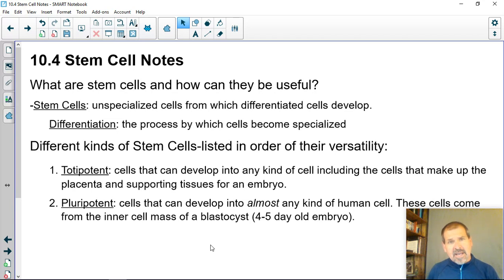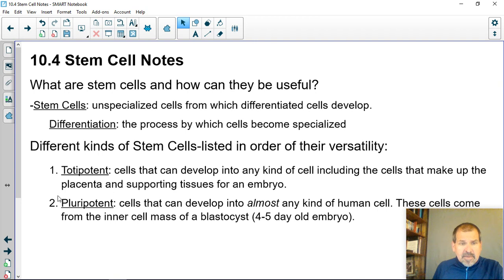These are the cells that actually come from that inner cell mass. If you remember, I paused that video. Hank just briefly explained what a blastocyst is. So it's that sphere of cells. Those cells on the outside develop into the supporting tissues, the placenta, things like that. It's the cells on the inside, the inner cell mass. Those are the cells, when we speak of embryonic stem cells, that the scientists use most frequently.